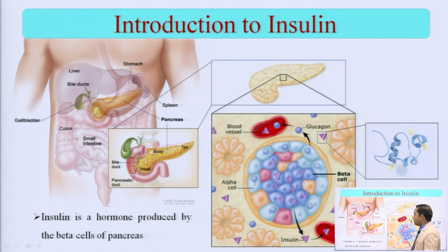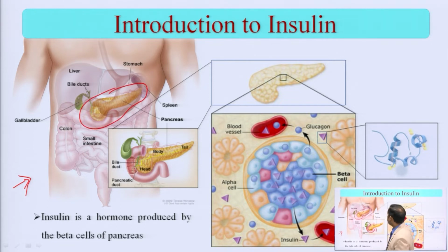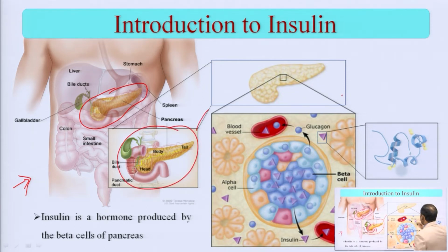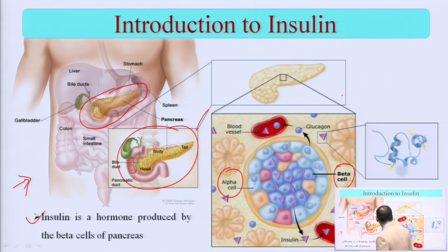Now, where is this insulin coming from? Insulin is actually coming from the pancreas. If you just zoom in on your entire GIT, gastrointestinal tract, you will be able to see in this area a very interesting organ called the pancreas, and if you further zoom in on this pancreas, you will be able to see that in the pancreas there are various kinds of cells like alpha cells and beta cells. The insulin is actually produced by the beta cells of the pancreas.